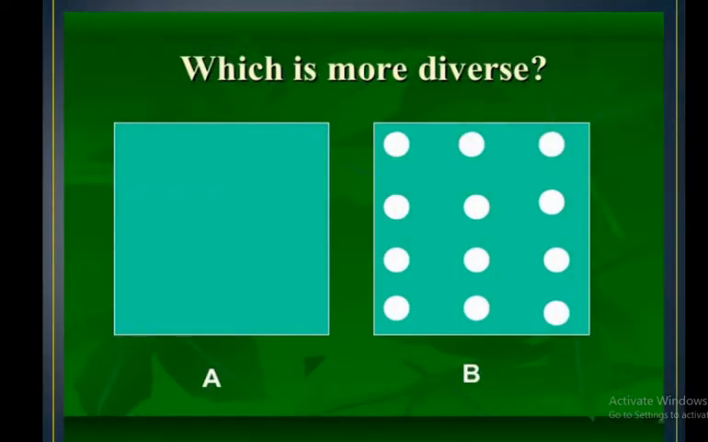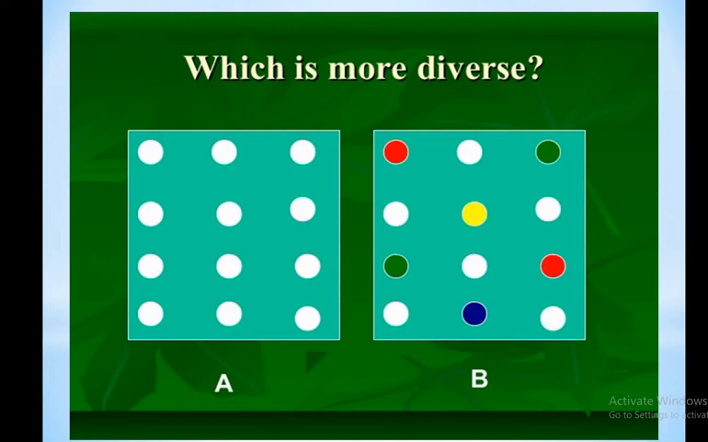Okay, now let's see another example from which I think it will be more clear. You can see pictures A and B. Can you find any difference, or can you tell me which one is more diverse? Of course, B is more diverse because the backgrounds of A and B are the same, but there are white dots on picture B. That means B1 is more diverse.